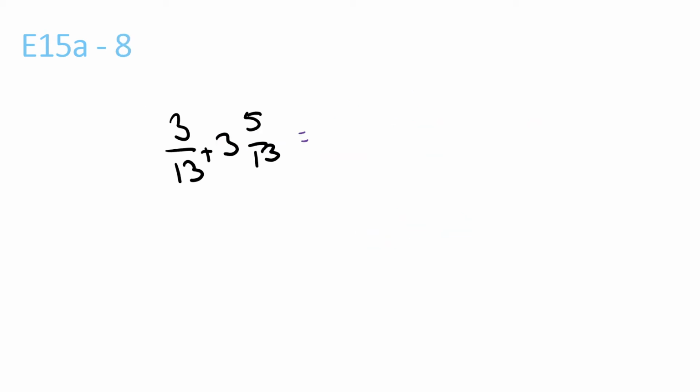3 plus 5 is 8 over 13, because the bottom one stays the same. Then you bring the 3 over from here, then that's your answer. You can't reduce it anymore, you can't do anything to it.